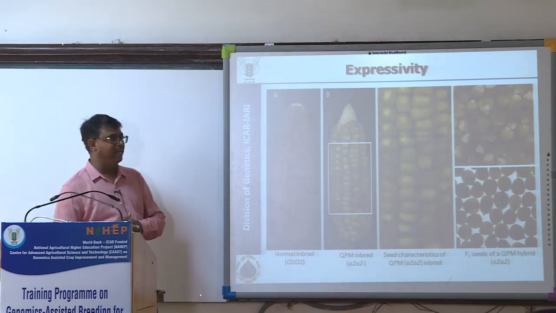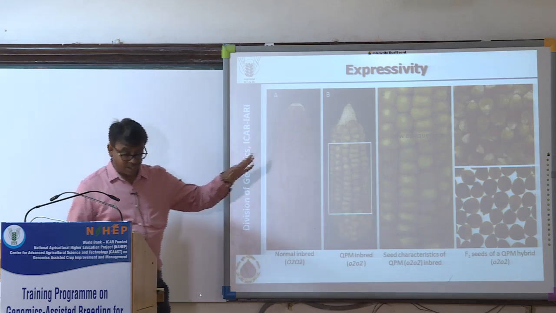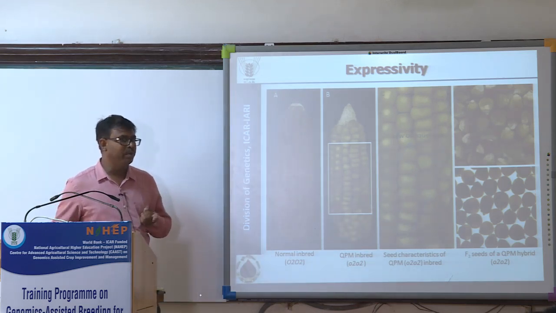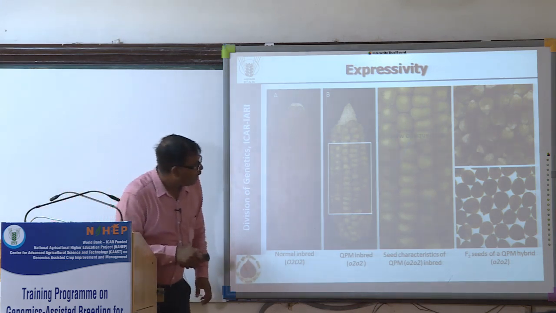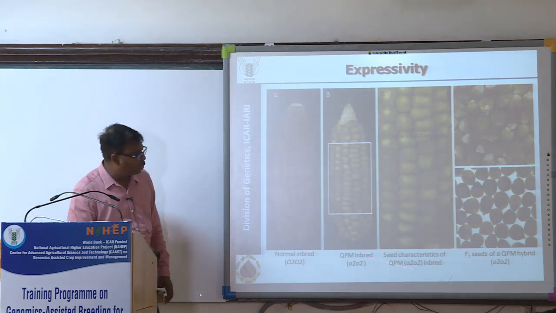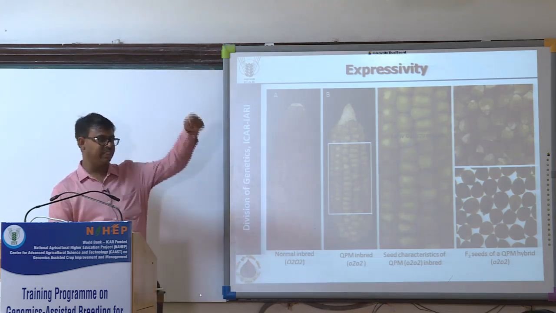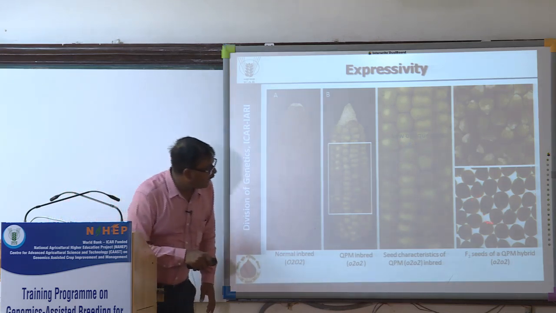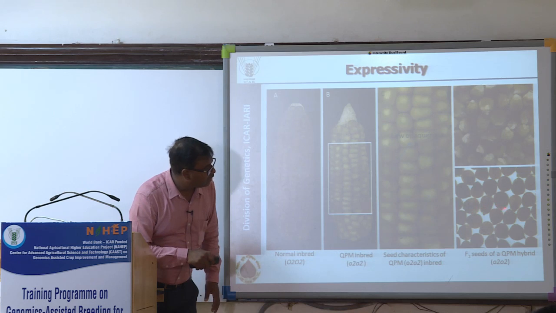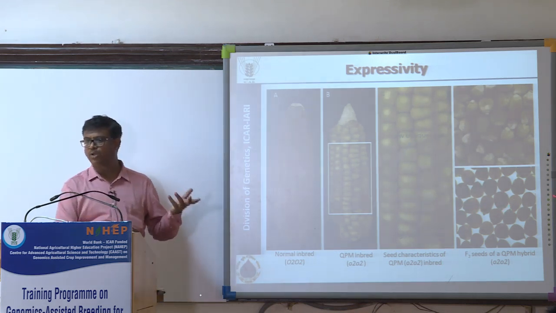Expressivity can be explained very well using Opaque 2 or the QPM aspect. What is QPM? QPM is nothing but Opaque 2 plus modifier genes. We have developed small o2o2 lines and put them on an X-ray light box, the one where we see X-ray sheets, where bones and everything can be seen. Where light passes through, it gives the orange color. Where light does not pass through, it gives the black color. That is why it is called opaque.